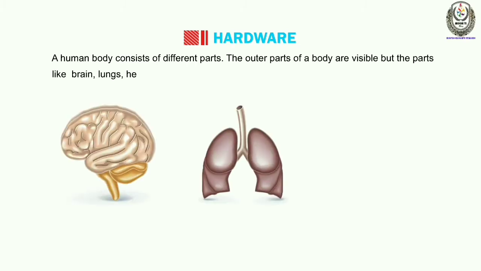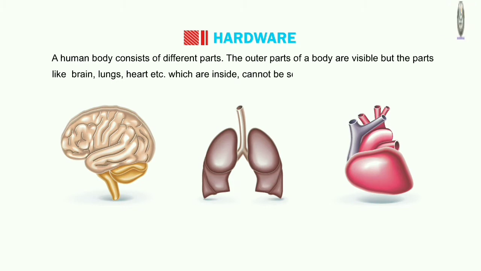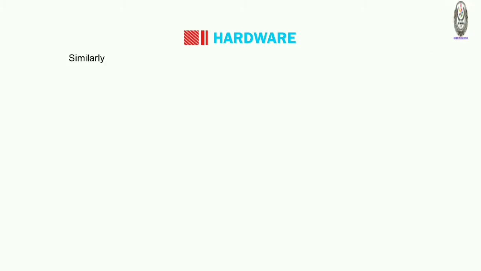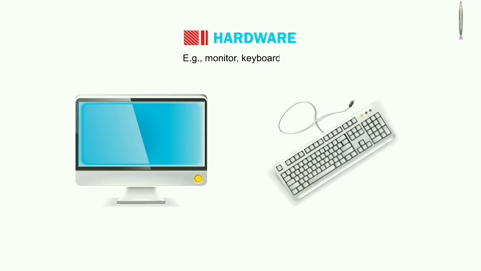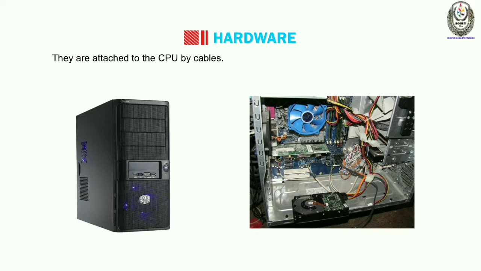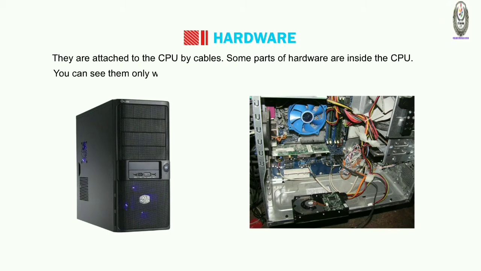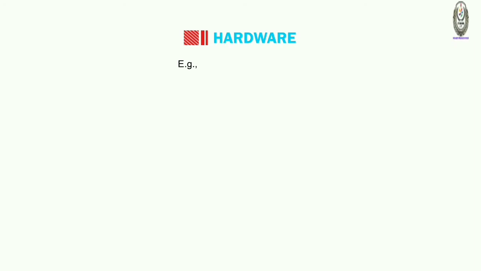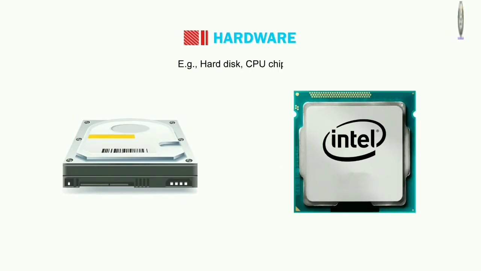A human body consists of different parts. The outer parts of a body are visible, but the parts like brain, lungs, heart, etc. which are inside cannot be seen. Similarly, in a computer, we can see the parts of the hardware that are outside. For example, monitor, keyboard, etc. They are attached to the CPU by cables. Some parts of hardware are inside the CPU. You can see them only when you open the body of a CPU box. For example, hard disk, CPU chips, etc.